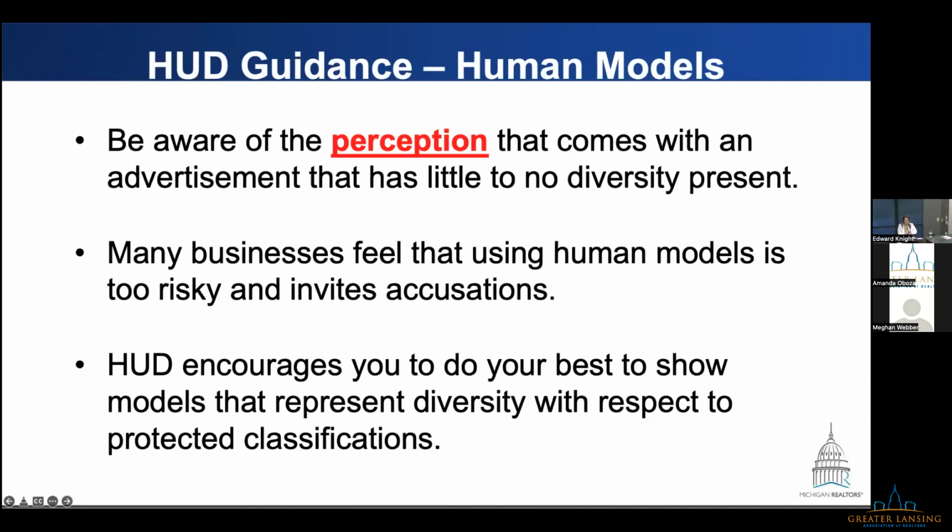So I think that I'm right up against my time. Are there any questions on the HUD guidelines or social media advertising or protected classes or anything on your mind? Real estate law, not other stuff.